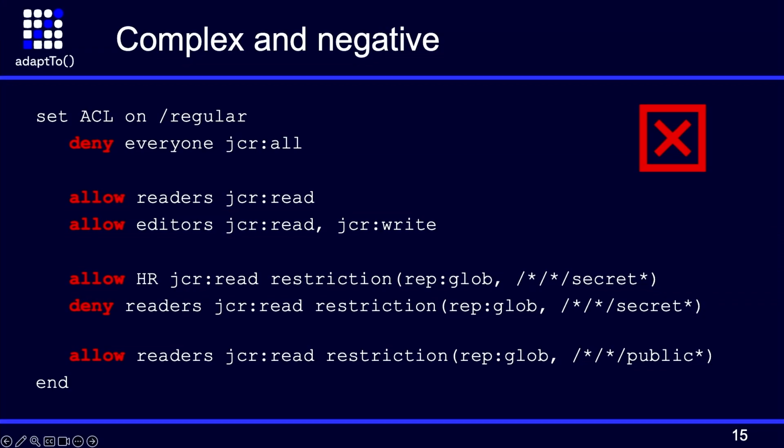In the next block comes an allow for HR granting read access with a restriction on the secret subfolder. I will come back to that rep-glob pattern. Just two things to mention. Why is there the double wildcard at the beginning? And what is that with the wildcard at the very end? What if someone creates a subtree that is called secret2 or secret sibling? That glob pattern would also match there. And then comes a deny for the readers group on the same tree. So why is this troublesome?